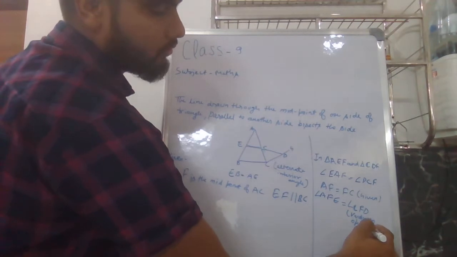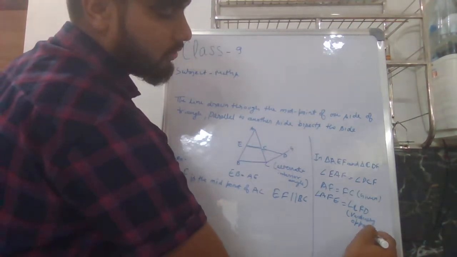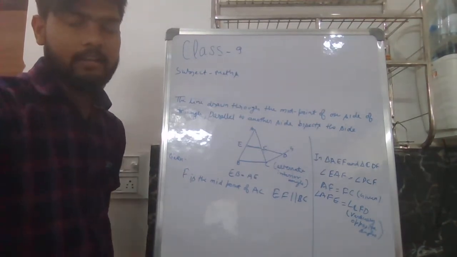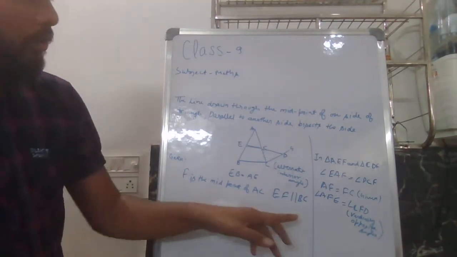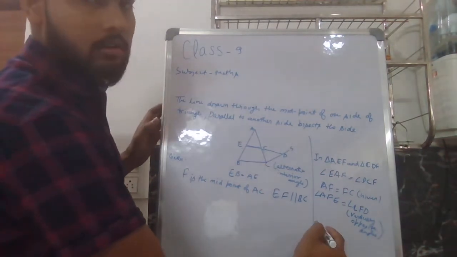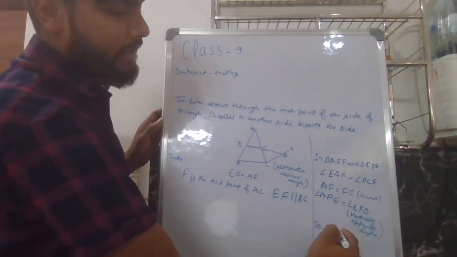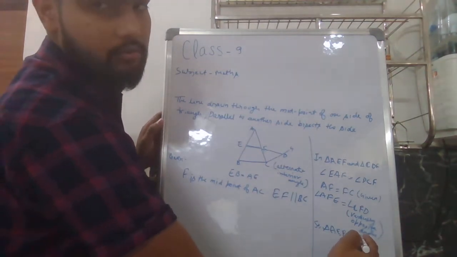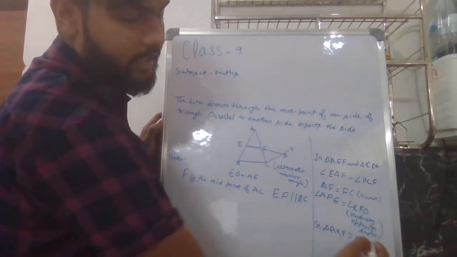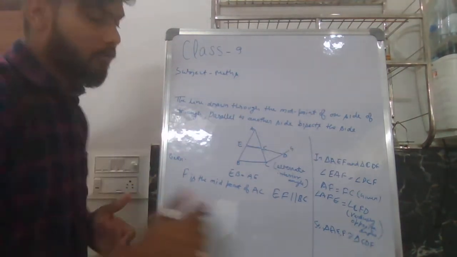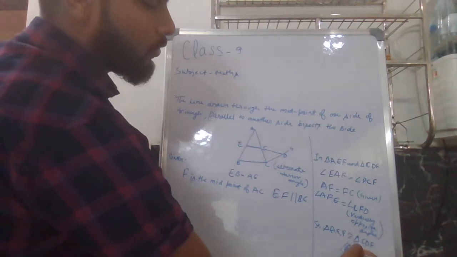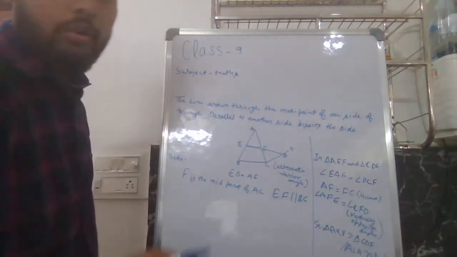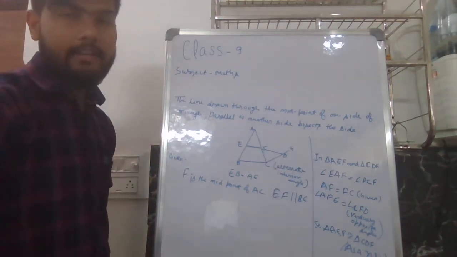Opposite angles. Okay, like that we can see that. So here triangle AEF is congruent to triangle CDF. Okay, so what is this angle side angle rule? We are following the angle side angle rule.